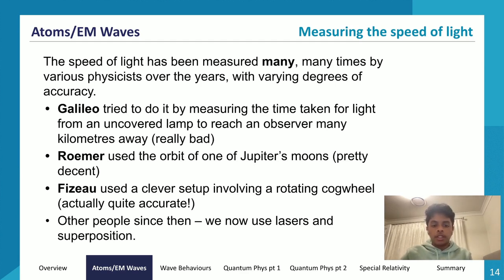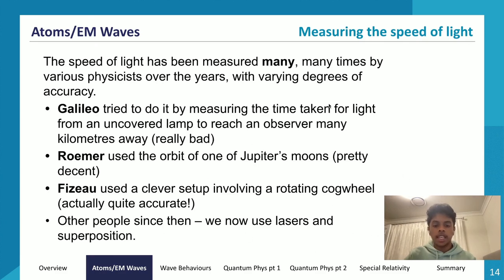And then we also have Fizeau. Fizeau and Foucault, who was an improvement of Fizeau, were quite accurate in their calculations for the speed of light. What Fizeau did was he had a very clever setup involving a rotating cogwheel. A rotating cogwheel has teeth and gaps between the teeth, right? So that's what a cogwheel looks like.